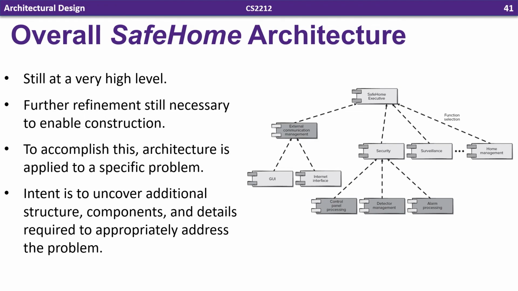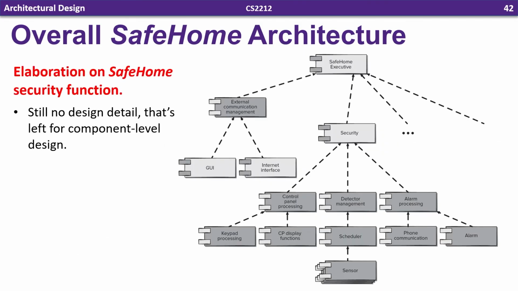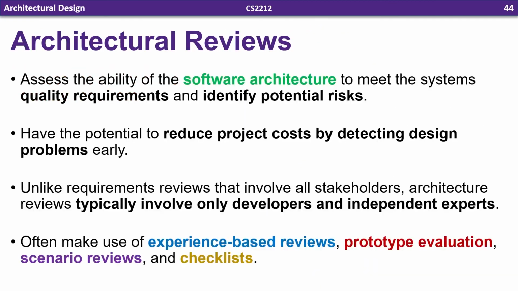This would be accomplished by applying the architecture to specific parts of our problem and trying to uncover additional details, structure, and components that might be required to address each problem. For example, after elaborating on the SafeHome security functions, we might arrive at something like this, with more detail on each security component and sensor type. The important thing here is that we are still not providing details on the internal workings of the components. This is left for component-level design, which we'll be discussing in our next video lecture.